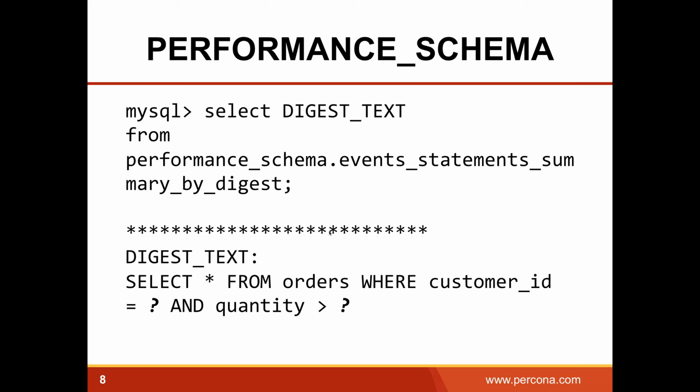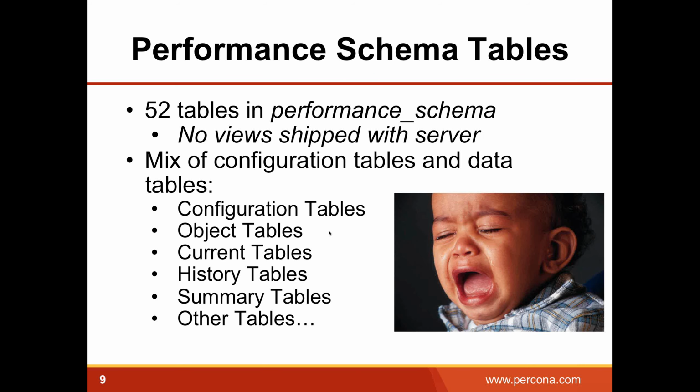Now, if you open your performance schema, you will see there are 52 tables in the performance schema, and this is a mix of configuration tables and data tables. So there are lots of things here: configuration tables, object tables, current tables, history tables, summary tables. So it's hard to navigate and very hard to understand what we actually need for our reports.